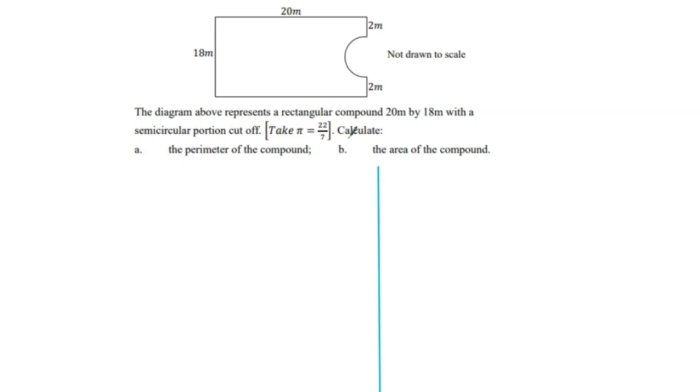We have the question before us. We have been given a compound, a rectangular one. They want us to find the perimeter of that compound. So the compound is not straightforward. There is a little bit curvy over here, so we gotta be careful with that.